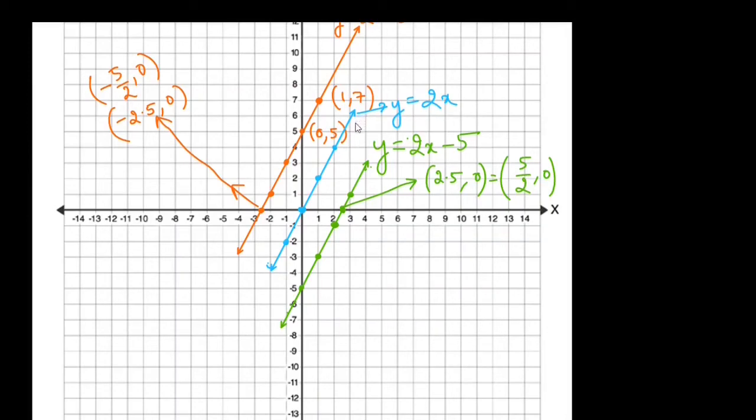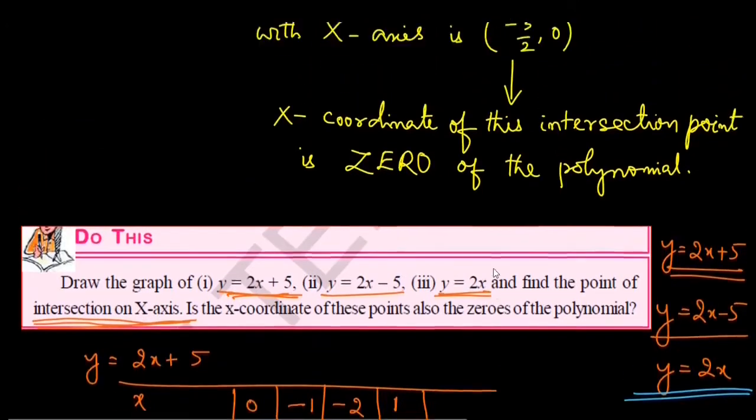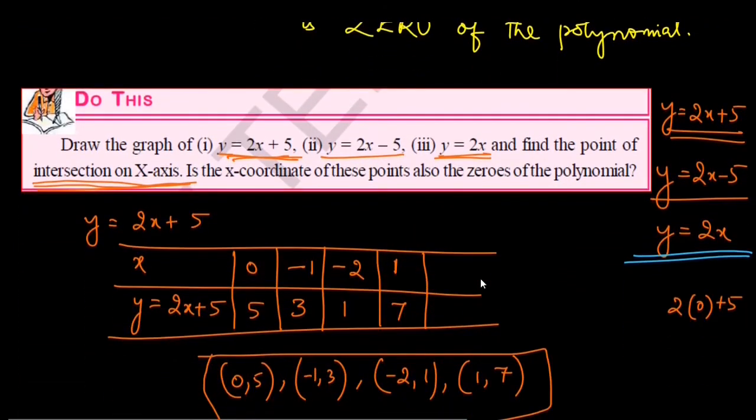Now where is this line intersecting x-axis? This line is intersecting x-axis at 0, 0. So we have located the points of intersection of the line with x-axis. What is our question? Find the point of intersection on x-axis. Is the x-coordinate of these points also the zeros of the polynomial?